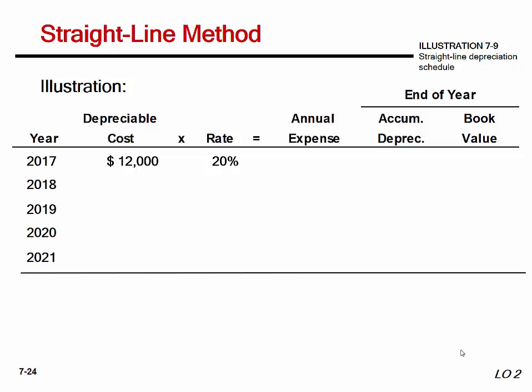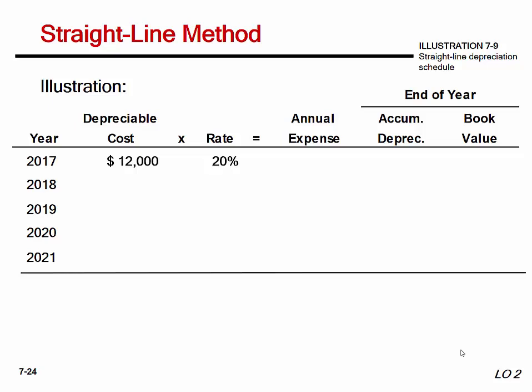What if this was a 4-year asset? What would the rate be? 1 year divided by 4 would be a 25% rate. What if this was a 10-year asset? 1 year divided by 10 years would be 10%. What if it was a 20-year? 1 year over 20 years would be a 5% rate. Okay, so if you had to calculate the rate, you just take 1 year and divide it by the number of years of useful life.